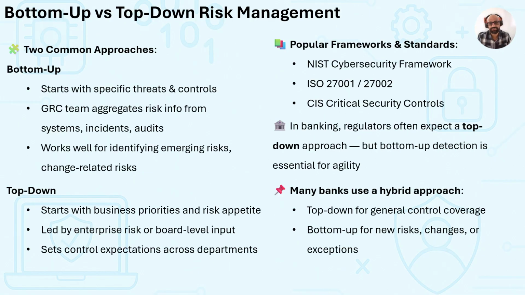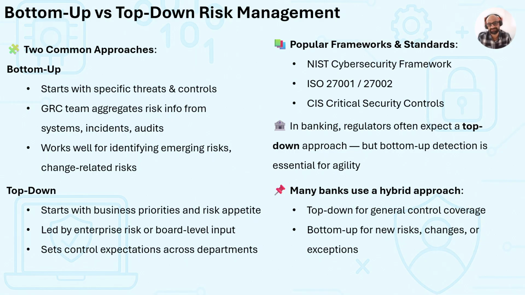So let's finish this module 3 with a big picture view. How do banks actually manage risks? There are two main schools of thought. Number one, bottom up. Risk is identified at the system or process level. For example, your GRC team notices a gap in patch management during an audit. That insight flows upward. Then there is top down, in which risk appetite is set by the board or enterprise risk and cascaded down through policies and control requirements. For example, there could be a policy that no system handling PII can go unpatched for more than 30 days.